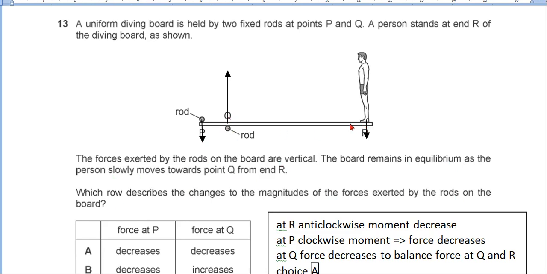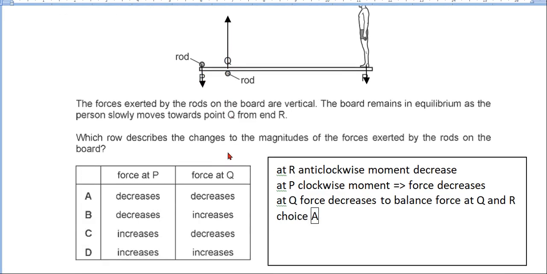As the person moves towards the rods, the moment of force decreases. So the anti-clockwise moment decreases. No, the clockwise moment decreases. As the clockwise moment decreases, the anti-clockwise moment also decreases, and these two forces are balanced by the force acting on Q, so the force at Q also decreases. So answer A.